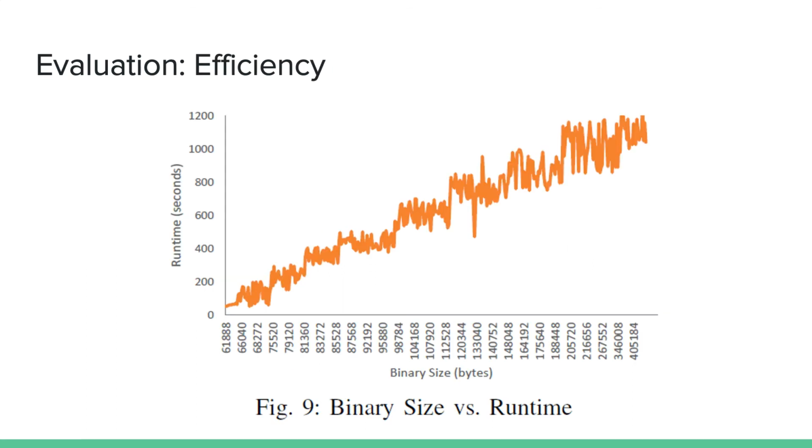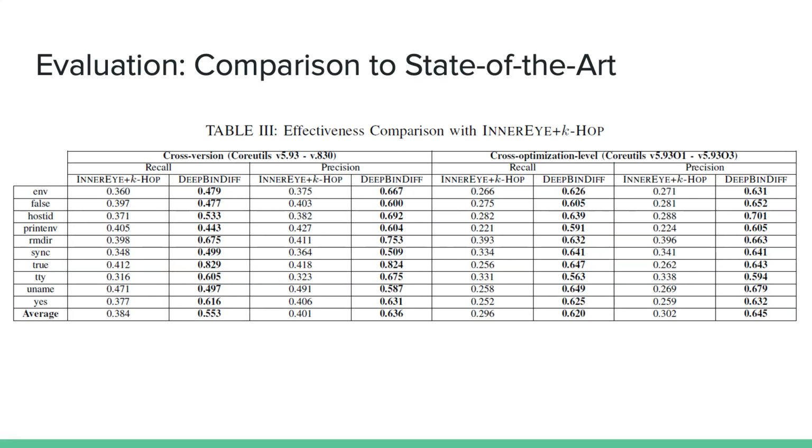Efficiency. One of the important aspects that they had was reducing runtime. As you can see, obviously as the size of the binary increases, it's going to take longer. But for the largest binaries, it still takes about 1,000 seconds, which is about 15 minutes, give or take. Definitely less time than I've talked for.